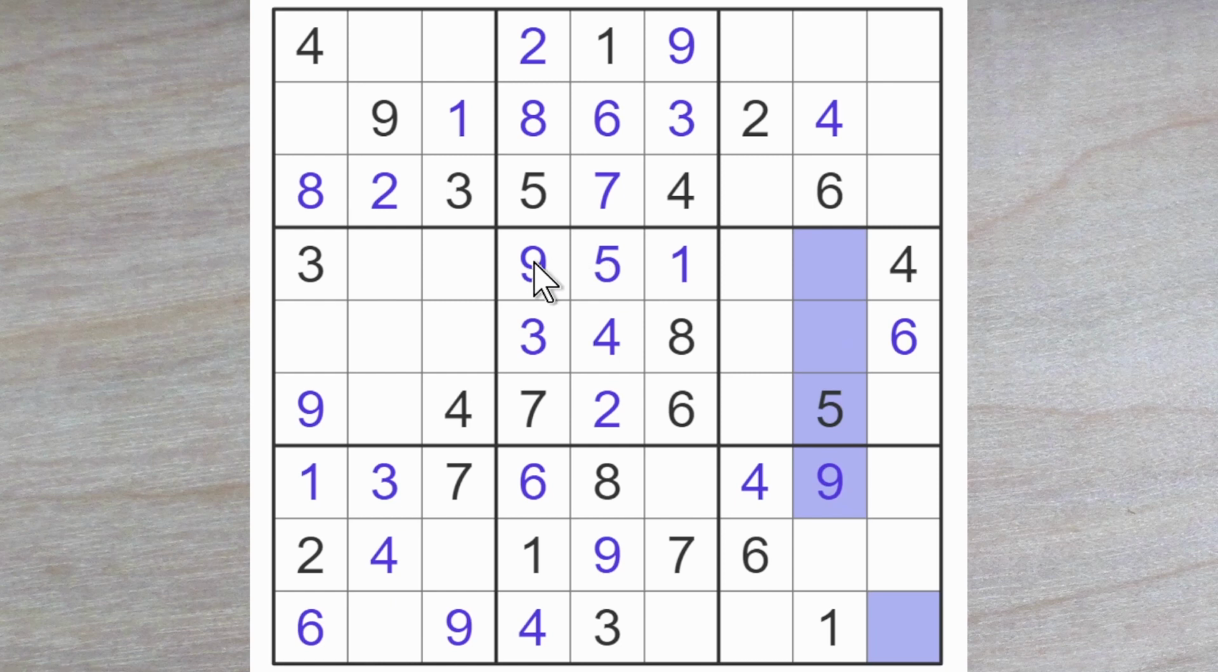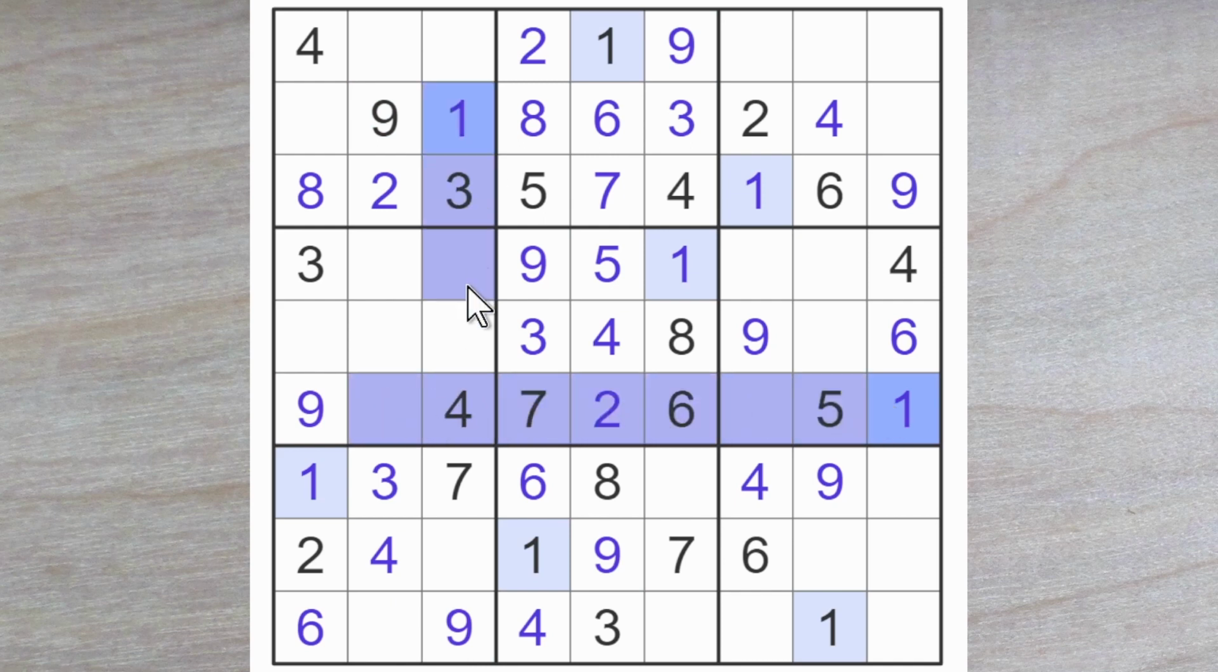This 9 blocks up, this 9 blocks over, this 9 blocks over, so a 9 must go here. And this 9 now blocks up, this 9 blocks up, this 9 blocks over, so here is a 9. And this square therefore must be a 1, which blocks down. This one blocks up, so here comes a 1, which blocks over, and we've got a couple of 1s blocking up and down and a 1 blocking over here, so here's a 1.